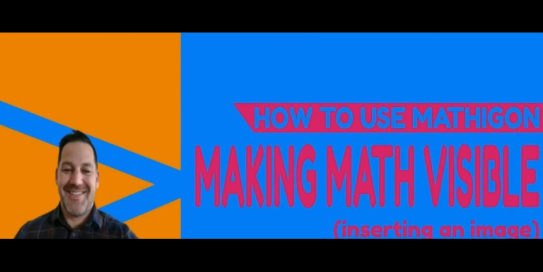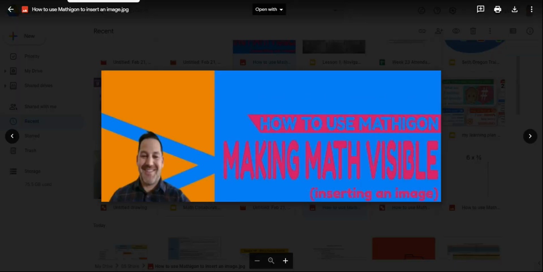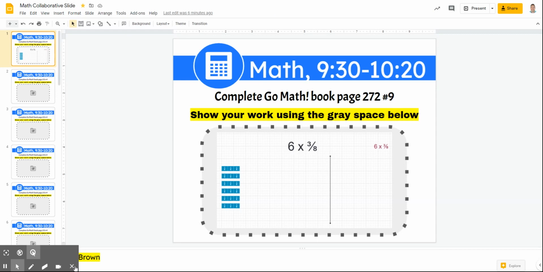On this episode, I will show you how to use Mathigon to make math learning visible by inserting an image from Mathigon's site. What you're looking at is an example work of this learning, which is our collaborative math slide. So students have a math slide which is named by them, assigned to them. They can look in the speaker notes and just locate their name.